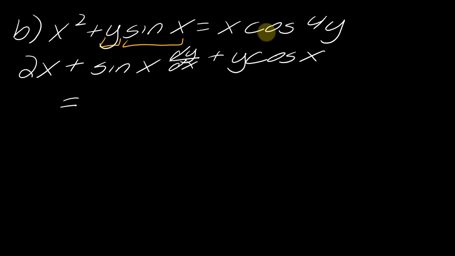And so now I have to once again use the product rule here. So here's my first function, here's my second function. Taking the derivative of x is just going to leave me with 1, so that 1 times cosine of 4y.